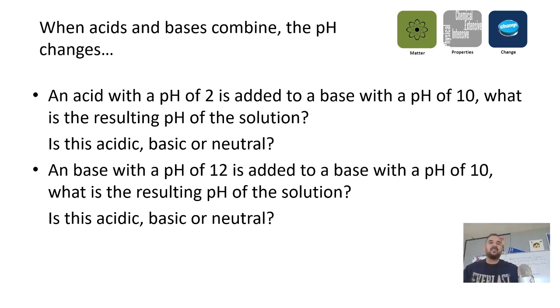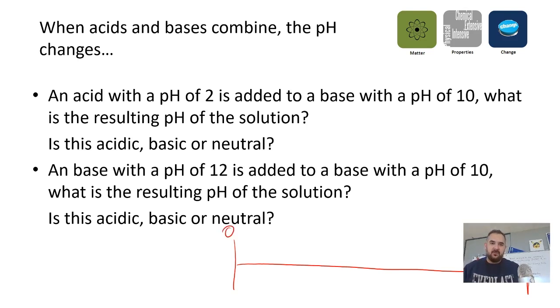All right, so when acids and bases combine, the pH changes. An acid with a pH of 2 is added to a base with a pH of 10. What is the resulting pH of this solution? So we're not going to be solving problems like this on the ACP. However, you will see something similar to this. For example, if you mix a strong acid with a weak base, what will the resulting pH be? You'll be solving questions like that. But I'm going to help you guys in solving stuff like this.